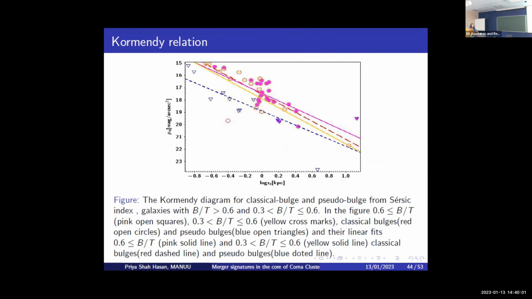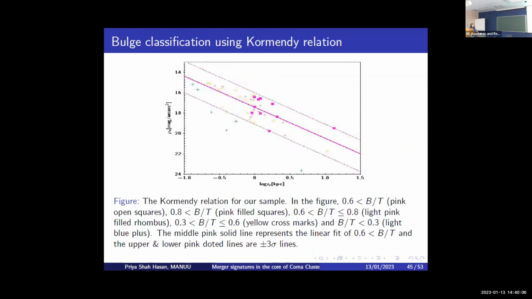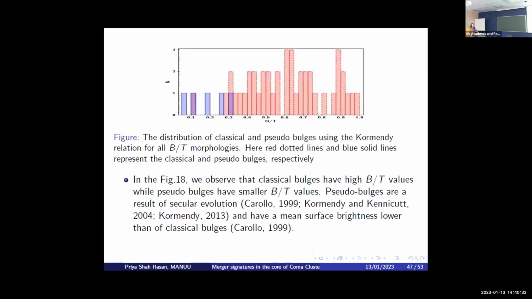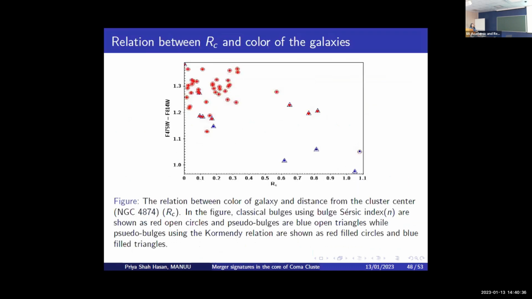You can see a big chunk of them are classical, only a small number are pseudo, and that's our basic result. From our whole sample of non-dwarf galaxies, 43 have classical bulges and 5 have pseudo bulges. It's very important because in this cluster you do not see indicators of interactions in the form of rings or streams. All that you have is the information sitting in the bulges, so the only way you can get it is through the bulge type, which I mentioned is got from both methods, the Sersic index and this.